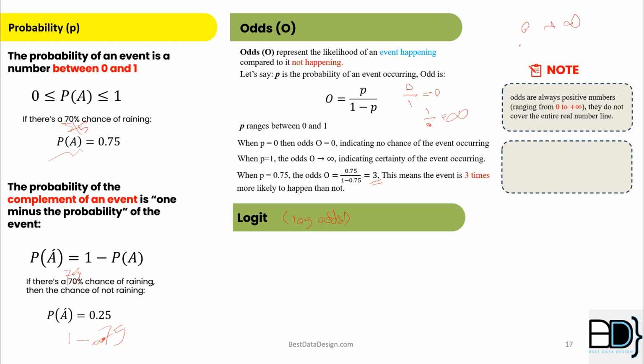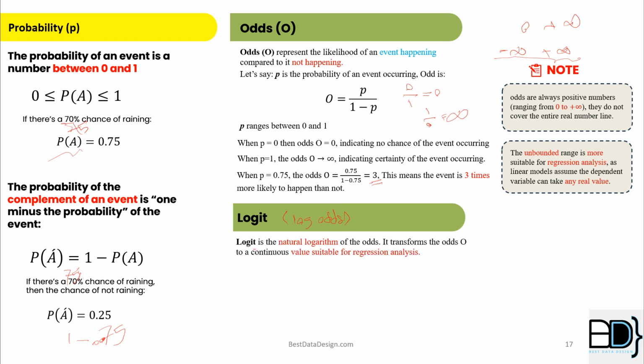Okay. Notes. Odds are always positive numbers, ranging from 0 to infinity. However, it doesn't cover the entire real number line, which means minus infinity to positive infinity. We usually, in regression analysis, need to get all the real numbers. Okay, that's why we use log odds. The logit or log odds is the natural logarithm, we use ln to show it, of the odds. It transforms the odds to a continuous value suitable for regression analysis.